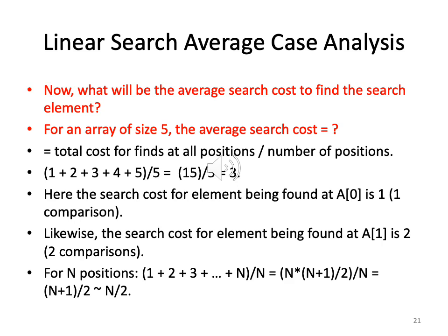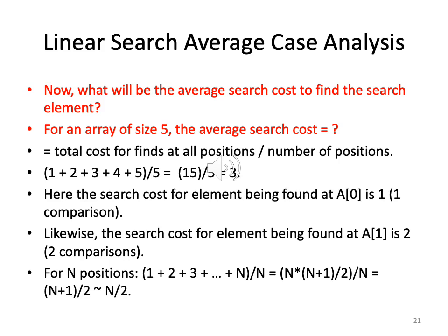Right. So again, as we have done before, let's try to work with a small value for n and then we'll try to generalize it. So now let's say for an array of size 5, n is equal to 5, what is the average search cost? Best is 1, worst is 5. So it's equal to total cost for finds at all positions divided by number of positions.